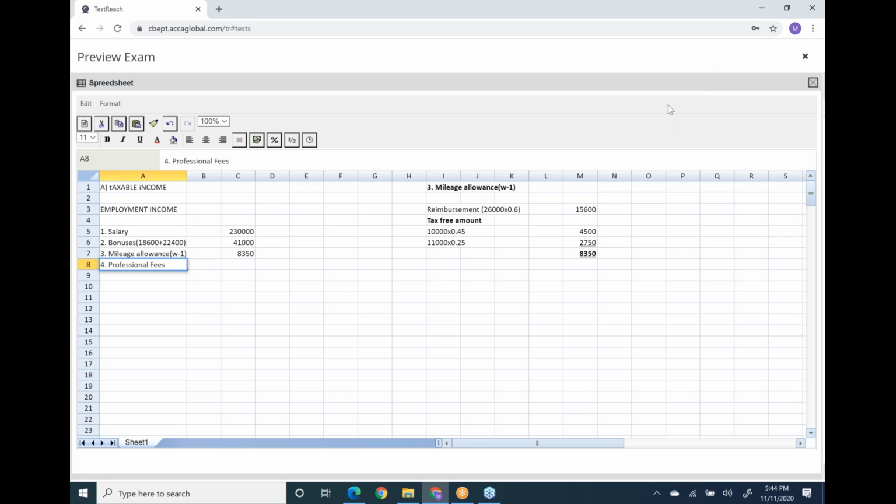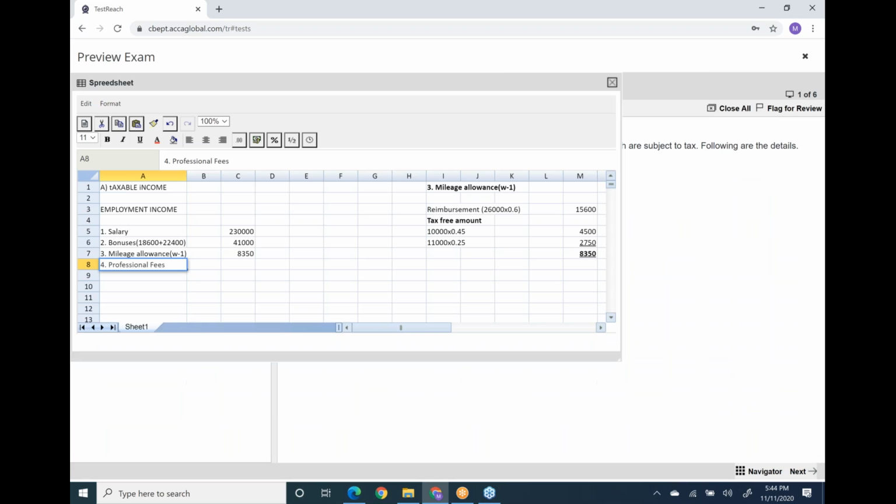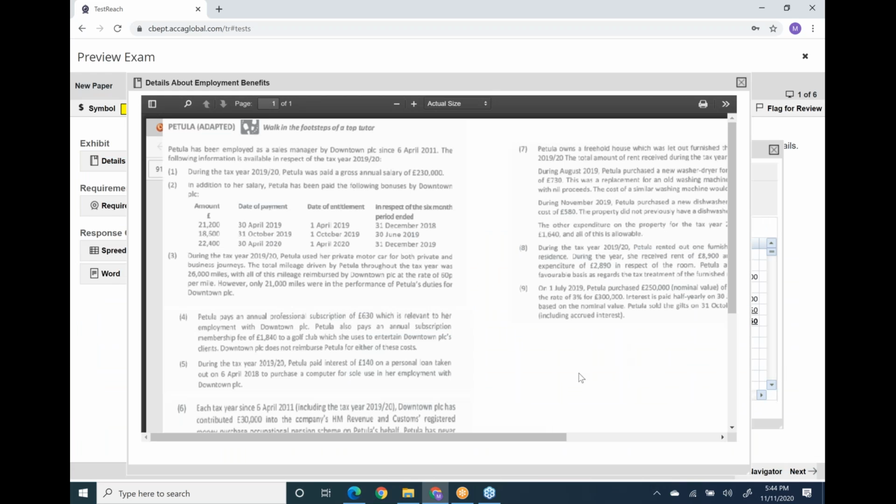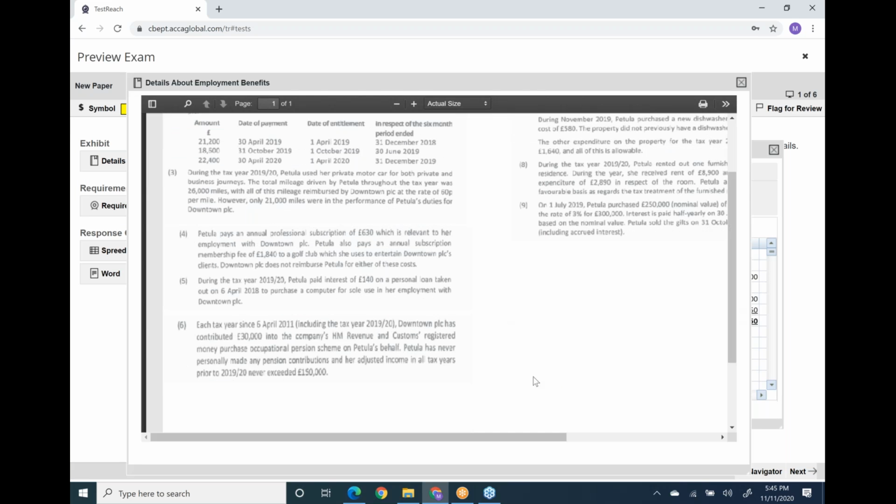Employer contribution in occupational pension scheme. Read the point number 6. Can you see the point number 6? Each tax year, point number 6 of the question, please.